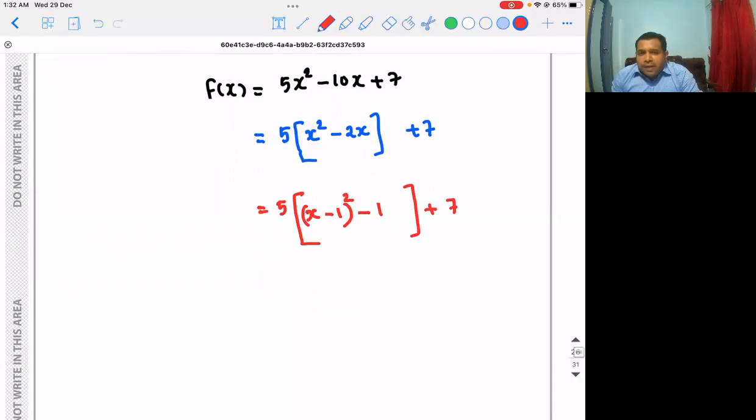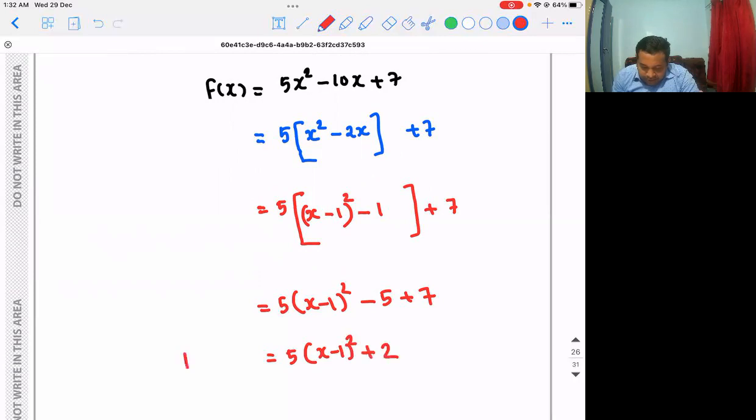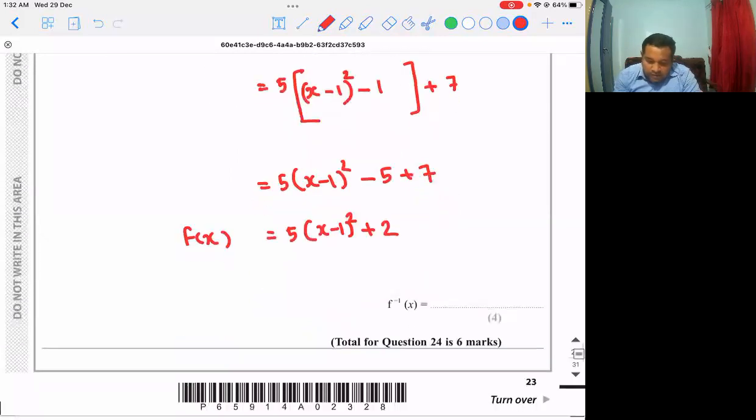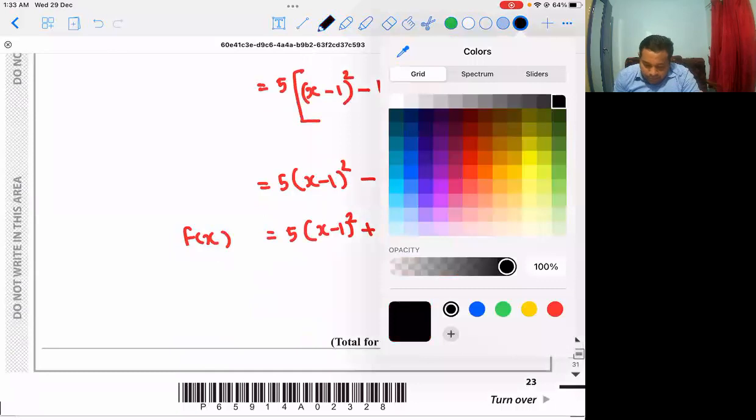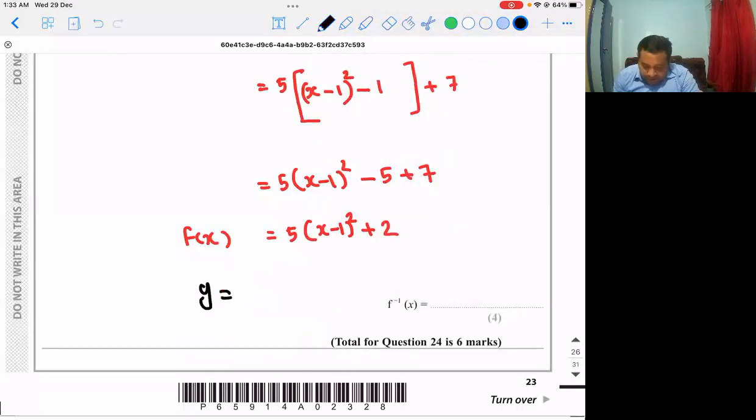Okay. Now expand it. 5 times x minus 1 whole squared minus 5 plus 7. So we got it as 5 times x minus 1 whole squared plus 2. This is f of x. This f of x, we will call it y. That's what we need to find the inverse of. 5 times x minus 1 whole squared plus 2. Then we will replace y with x and x with y and make y the subject. This is how we find the inverse, correct?